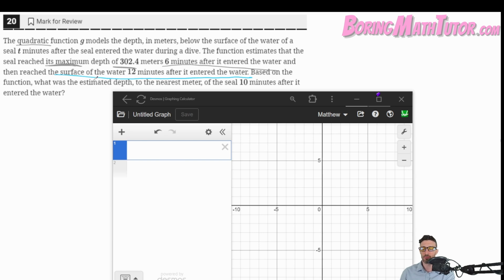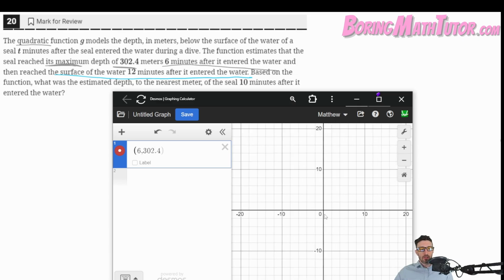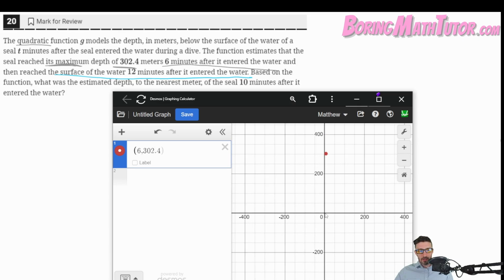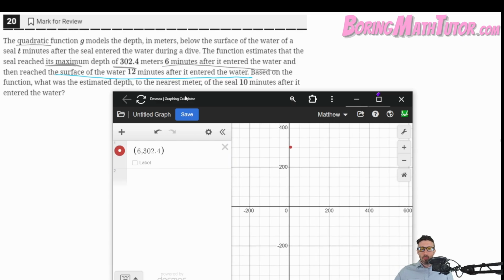Based on the function, what was the estimated depth to the nearest meter of the seal 10 minutes after it entered the water? Okay, so let's get started with our super tricks here. Let's put down 6,302.4. And let's look at where that is on the graph. Okay, it's up there, high in the sky, but we're really only dealing with up to 12 minutes.